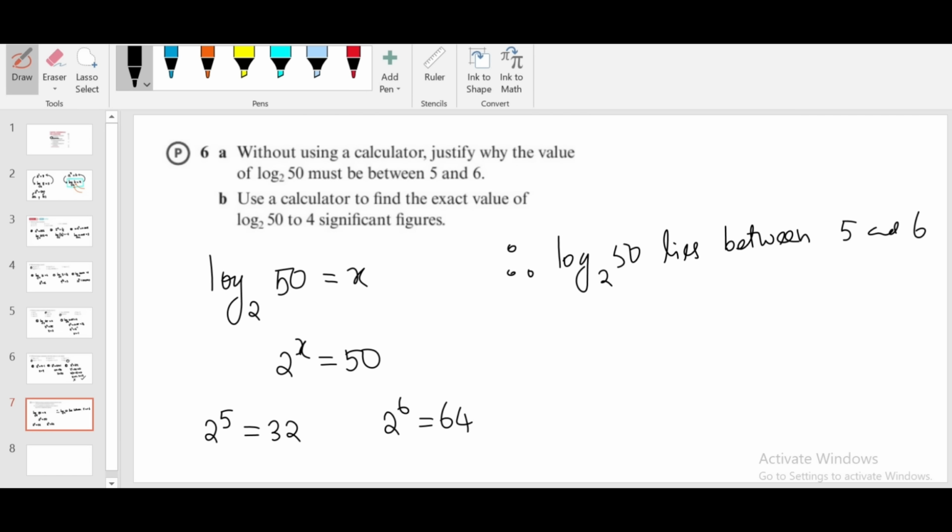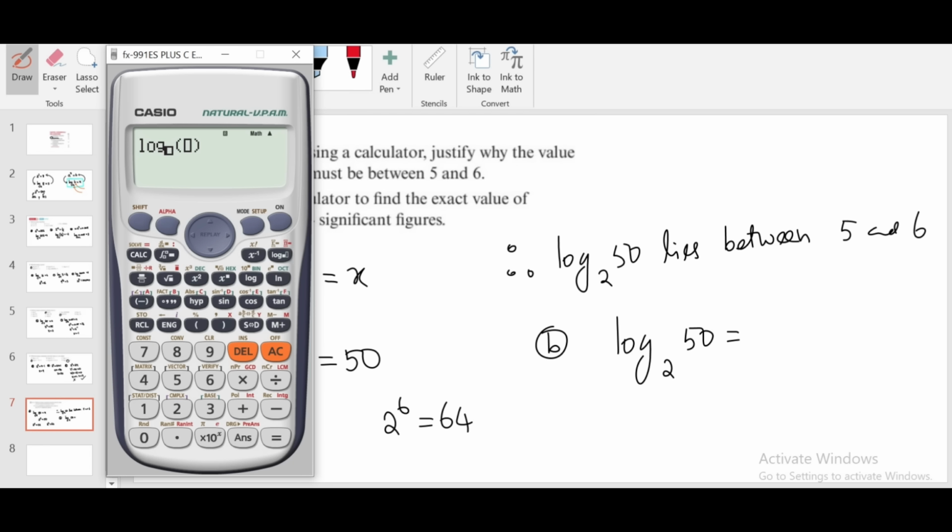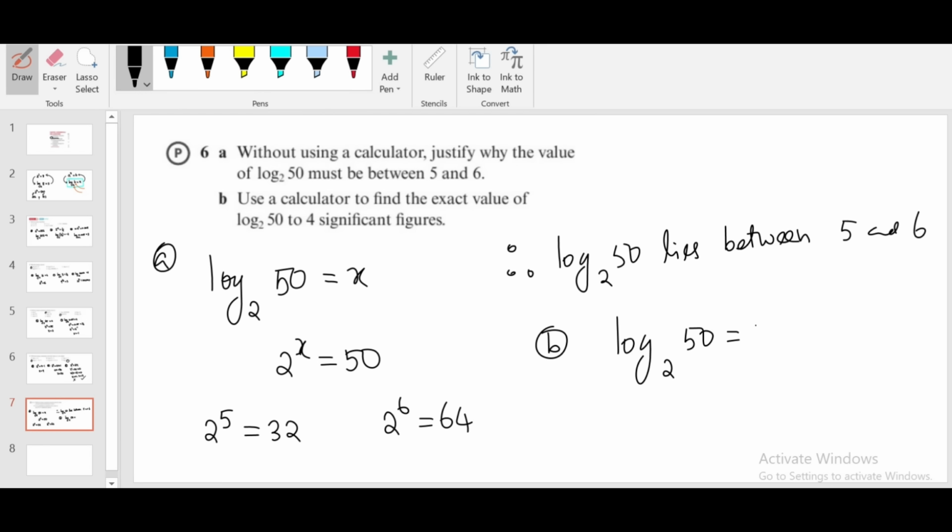Now if they ask you to calculate the exact value, this is part A. If they ask you to calculate the value to 4 significant figures, you just put it in your calculator, log 50 to the base 2. It is 5.644. Understand? That's all.